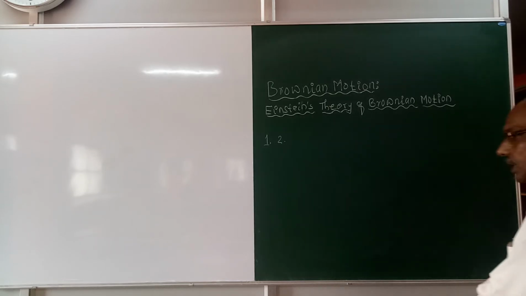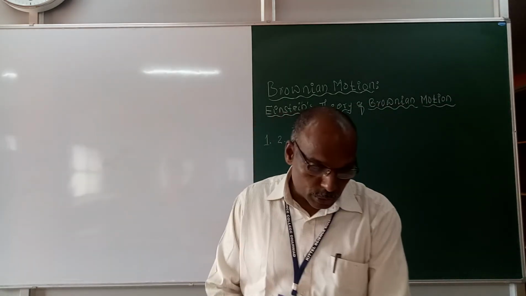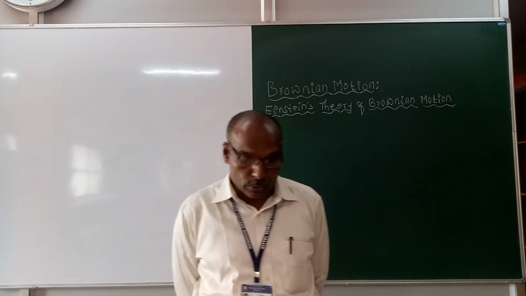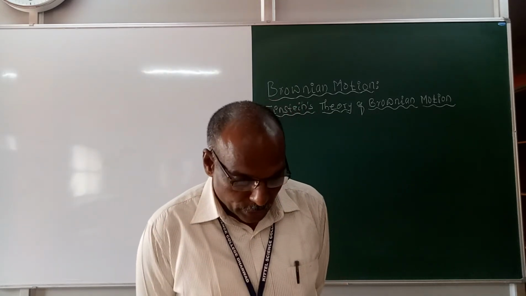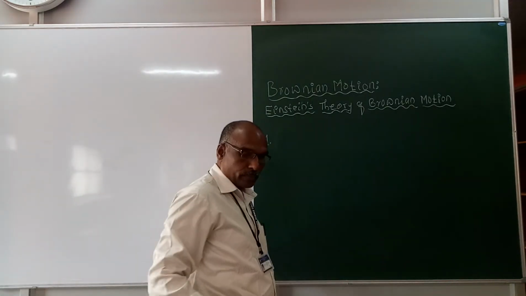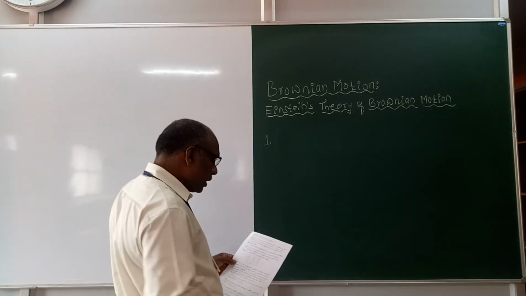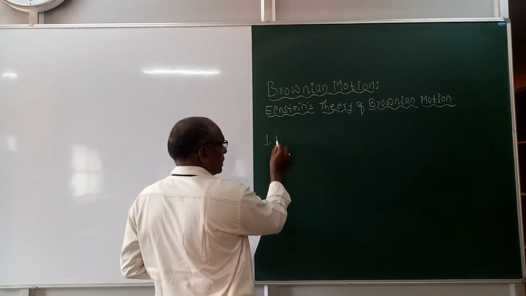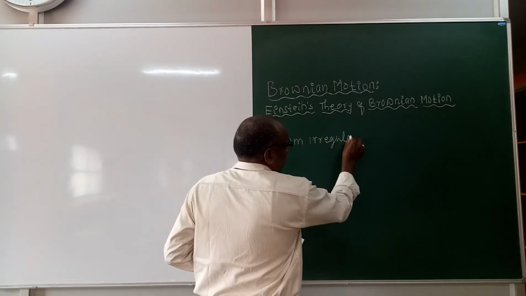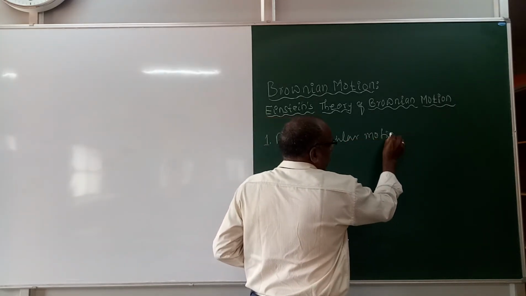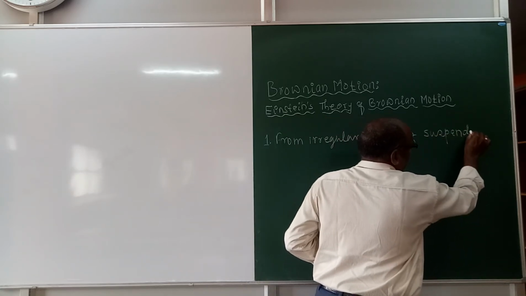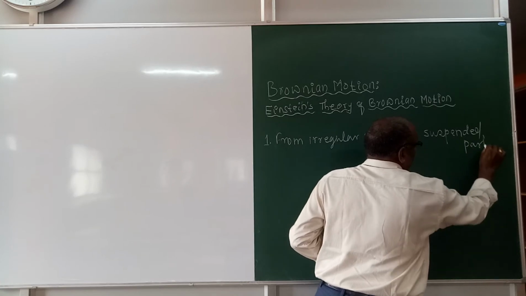Well, to study Einstein's theory of Brownian motion, Einstein tried to determine the diffusion coefficient by two different methods. The first method he adopted was from the irregular motion of suspended particles. This is one method.